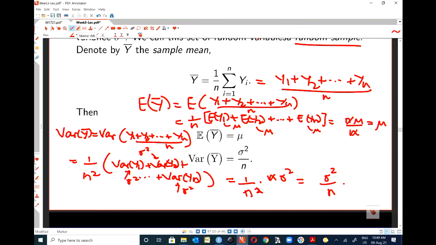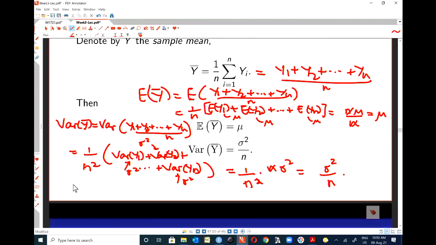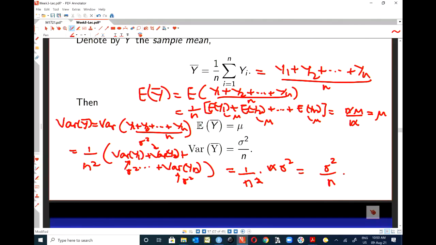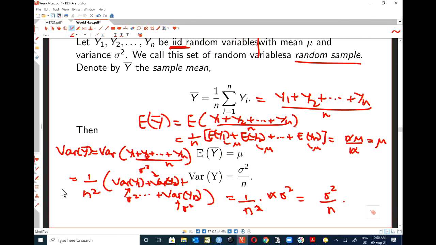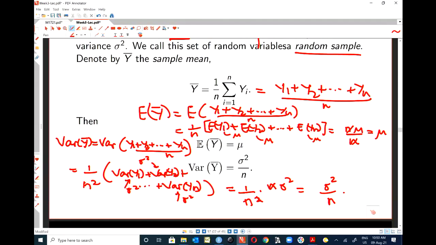So a sample size of 10 will have a larger variance than a sample size of 100 for the sample mean I'm getting. It changes very fast here with n, you can see. So those two results are important. Now, more than that, so far what I've got here is that I can work out the mean of the sample mean and the variance of the sample mean.